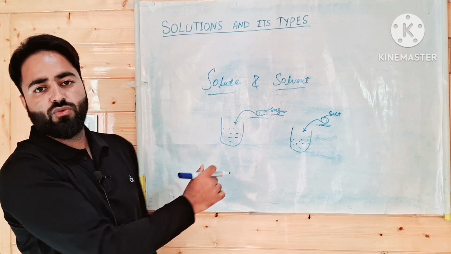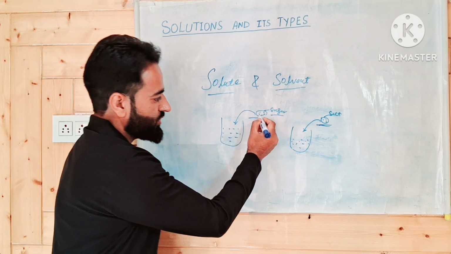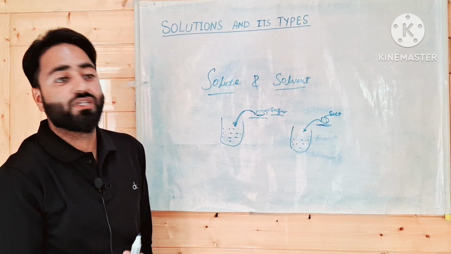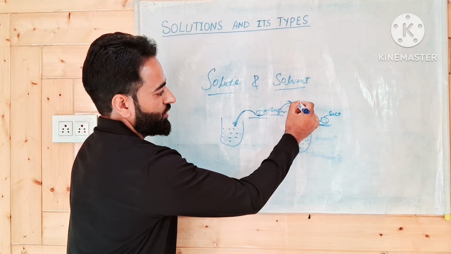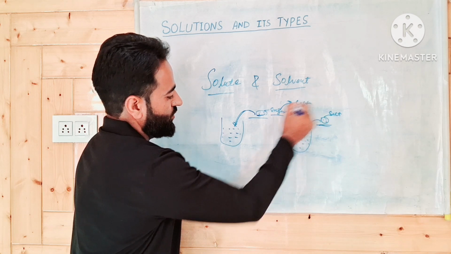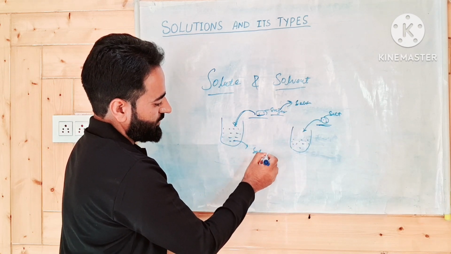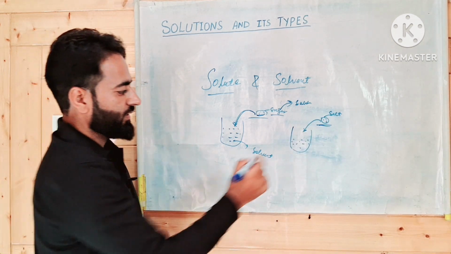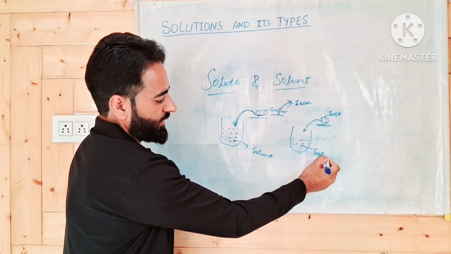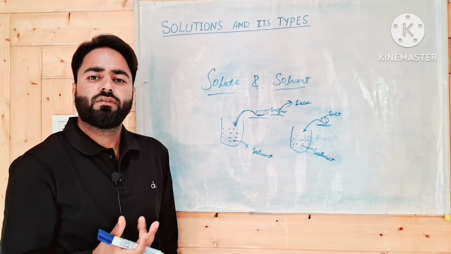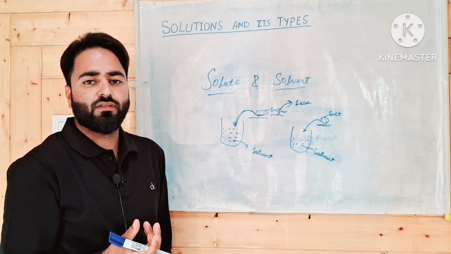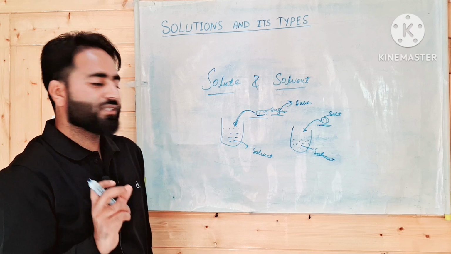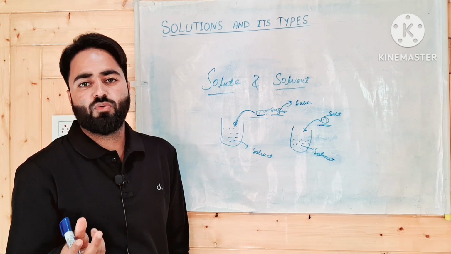That is why I told you that the substance which is dissolved in a liquid to make a solution is called a solute. So sugar is a solute and water is the solvent. Similarly, here the salt is the solute and the water is the solvent. Usually the substance which is present in lesser amount in a solution is called the solute.